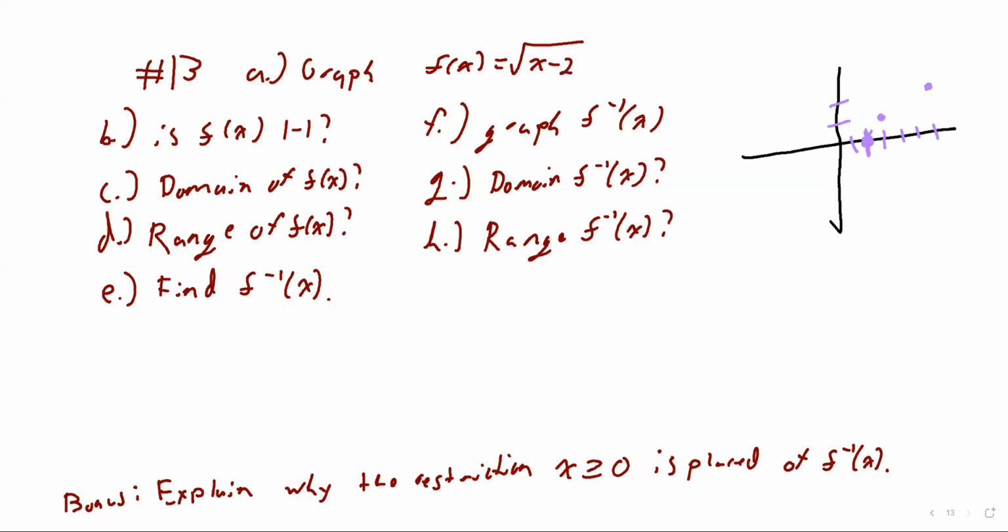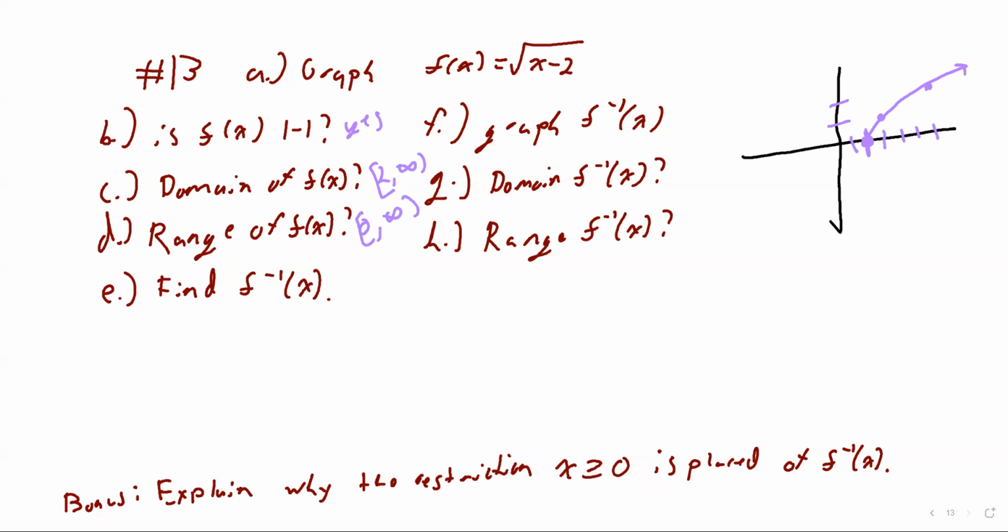Good. So we have a function kind of like that, right? So it kind of stops there. Perfect. Is that 1-to-1? Yes or no? Yes. Very good. What is the domain of this guy? Very good. What is the range of this guy? Perfect.